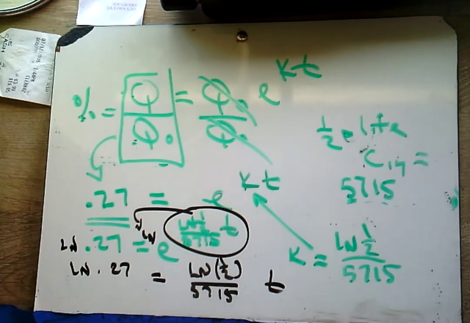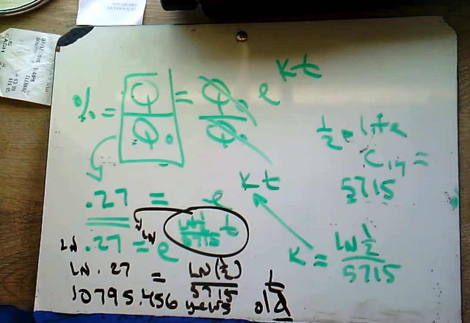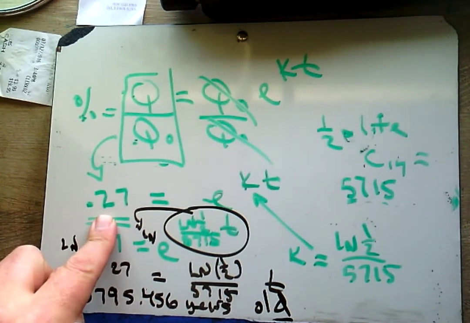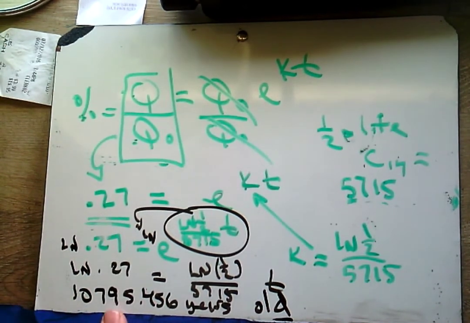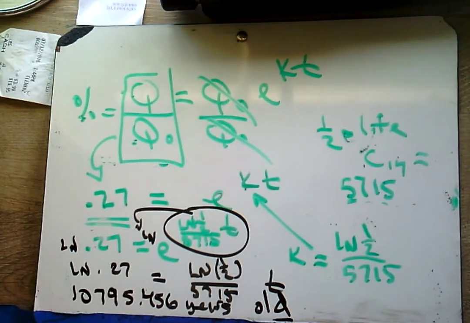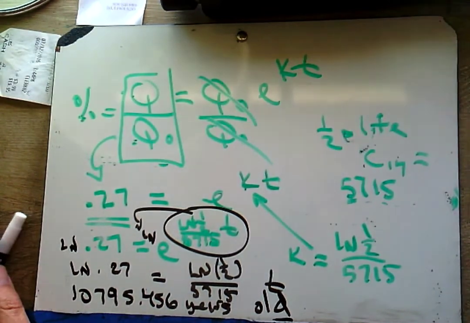Okay, so I got 10,795.456 years old. If only 27% of the carbon remained, then this tooth must be almost 11,000 years old. And that's why we know that the youngest mastodon ever found evidence of in the United States was this one. This is the tooth from the mastodon, the youngest one we've got.